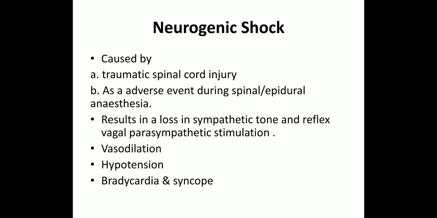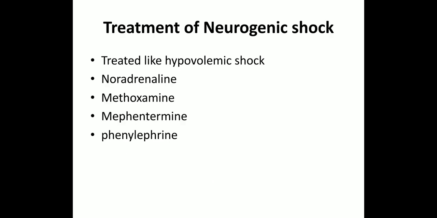Then next is neurogenic shock. It is caused by spinal cord injury due to trauma, or when we give spinal epidural anesthesia, it occurs as an adverse event. There is loss of sympathetic tone and loss of sympathetic reflex, with parasympathetic dominance, leading to hypotension, bradycardia and vasodilation. Treatment: just like hypovolemic shock, replace the fluid. Then vasopressors like noradrenaline, and other sympathomimetic agents like methoxamine, mephentermine, phenylephrine can be given in neurogenic shock.